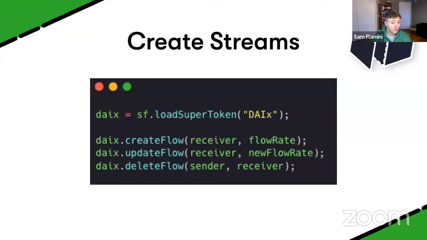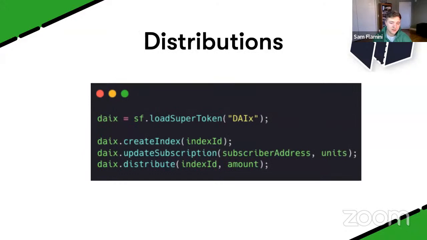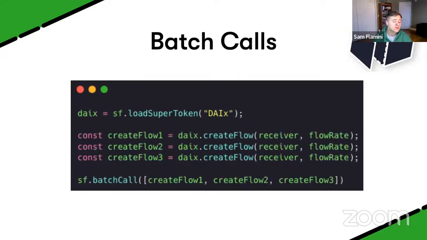You can call DAIX.createFlow, update flow, delete flow. You can do the same thing with the distributions, right? Where I want to maybe create an index, or update a subscription, all this stuff. And you can also do things with our SDK, like batch operations together. So imagine I want to create 3 streams at one time. I can create a batch call using our SDK to literally open 3 streams at the same time, or 100 streams at the same time if I want to. Watch out for gas costs if you do a really large operation, but this is great for user experience.